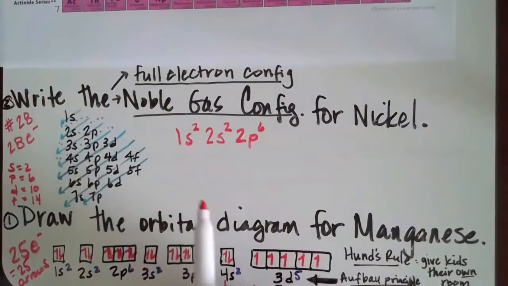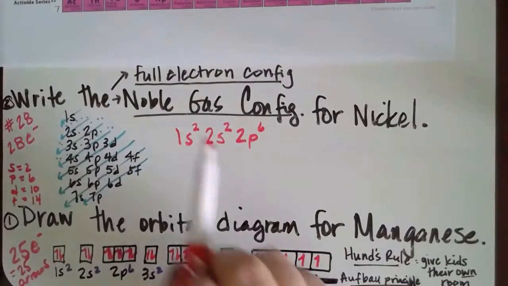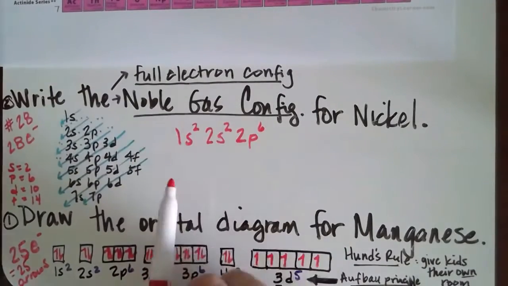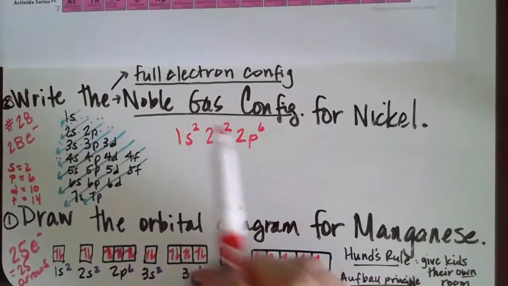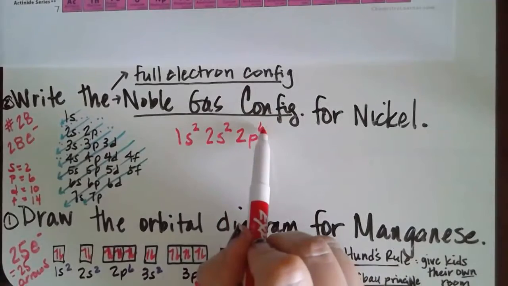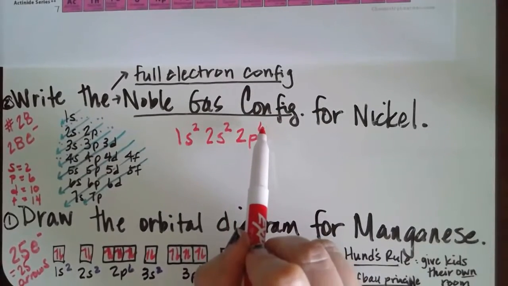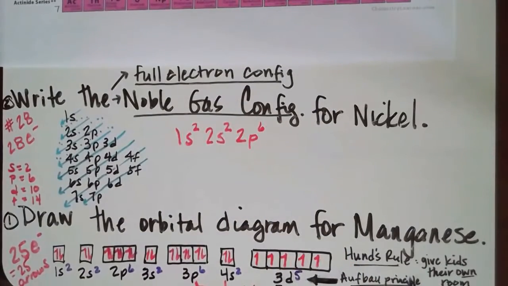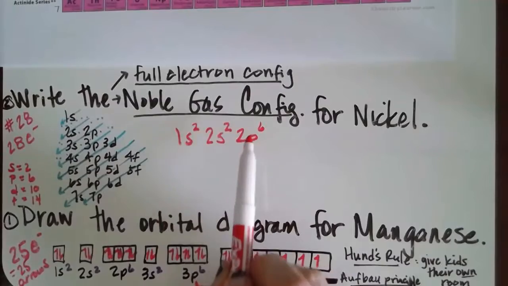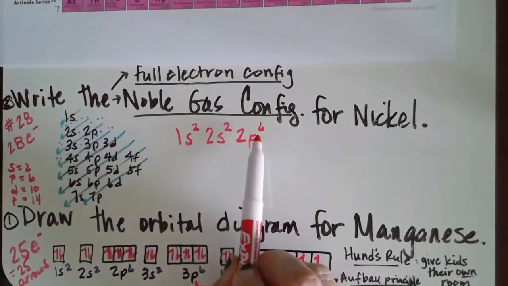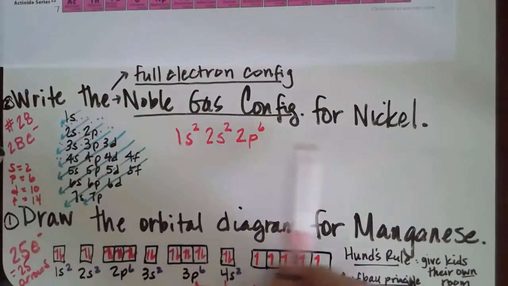Now if I stop there, how do you know how far you've gotten? You count up the superscripts. The superscripts are your electrons. So 2 plus 2 plus 6, that's 10 electrons. Again, there's neon. At that point, we're not where we need to be. We're only at 10 electrons. We need to go to 28. So we're going to keep going.